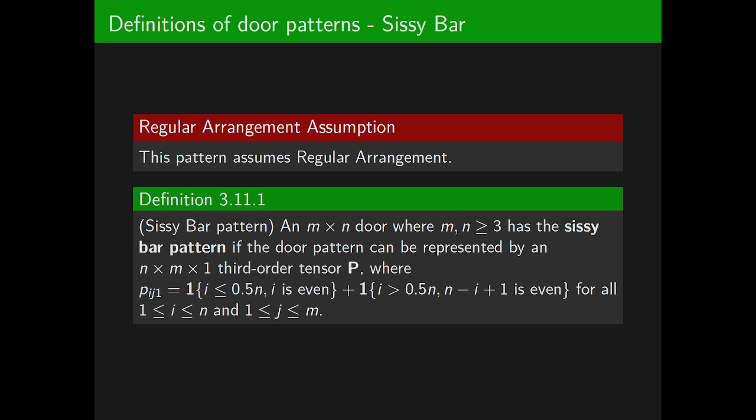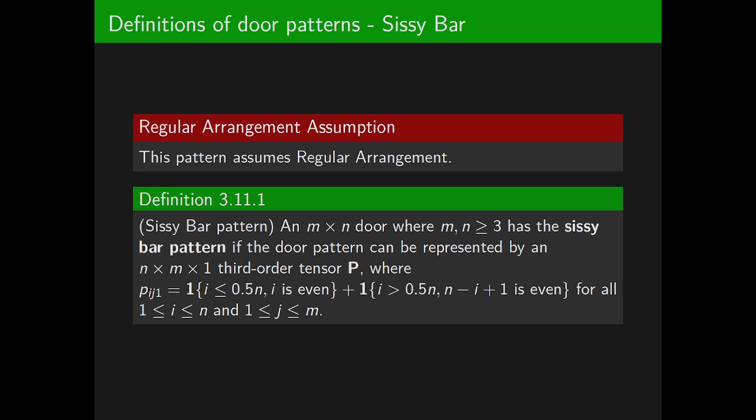So 3.11.1 definition. Sissy bar, what things are important? M by n. M doesn't have to be equal to n. M, n bigger than or equal to 3. And the third order tensor pattern, the size is n by m by 1, Pij1, because there are no varying values of k, it's just 1.